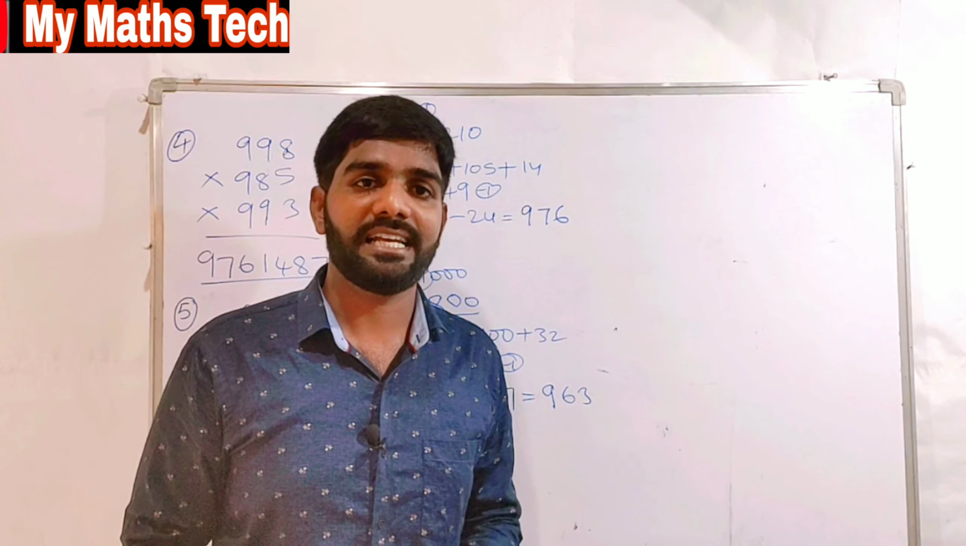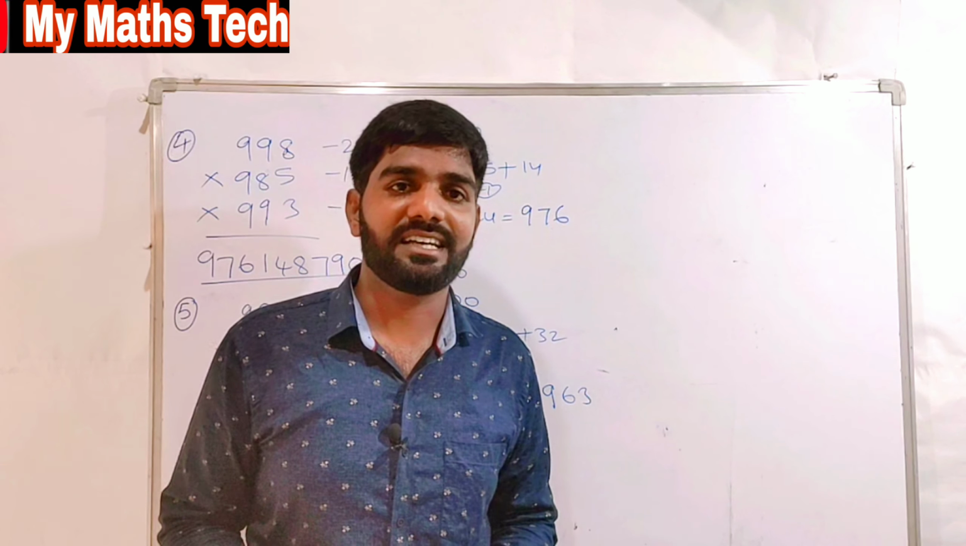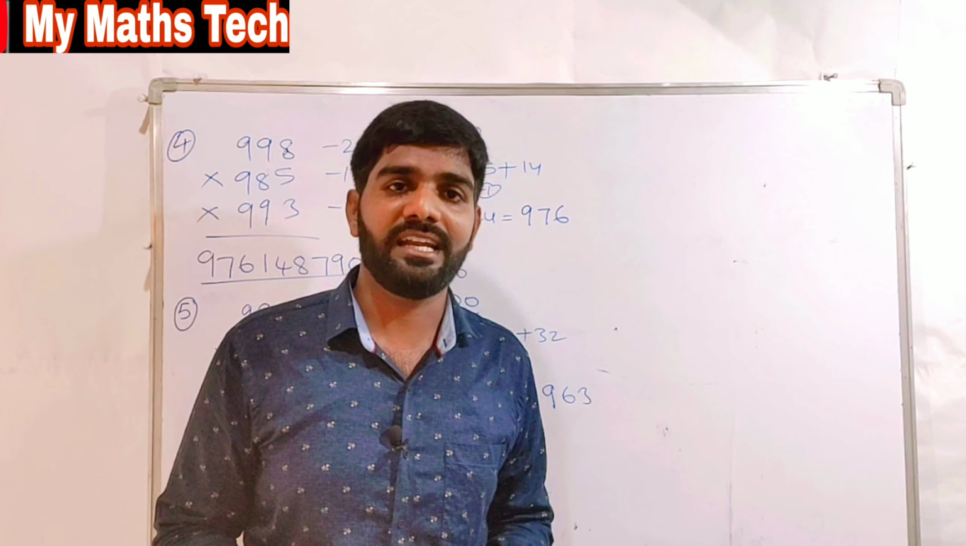Okay friends, this is the second case of the Nikhilam formula, which helps us to find the product of three numbers which are nearest and below 1000. And the remaining third case I will explain in the next video. That is very interesting and crazy.